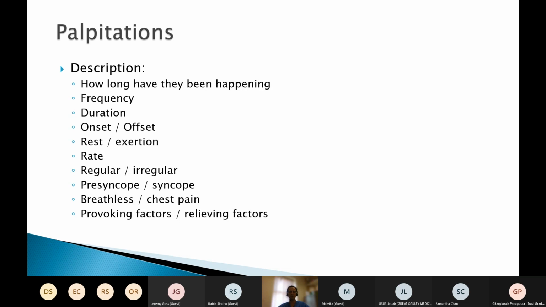Remember, palpitation just means awareness of heartbeat. It doesn't necessarily mean pathological. Everybody gets palpitations when they exercise, for example.